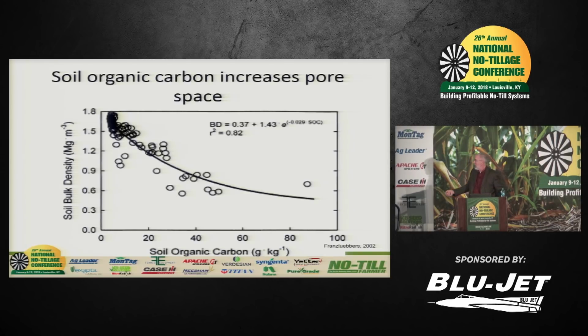And so here we have bulk density, down here is lower, here's higher, here's organic carbon. So as organic carbon increases, there's more pore space, is the point of these data, taken from many, many soils across the southeastern U.S.